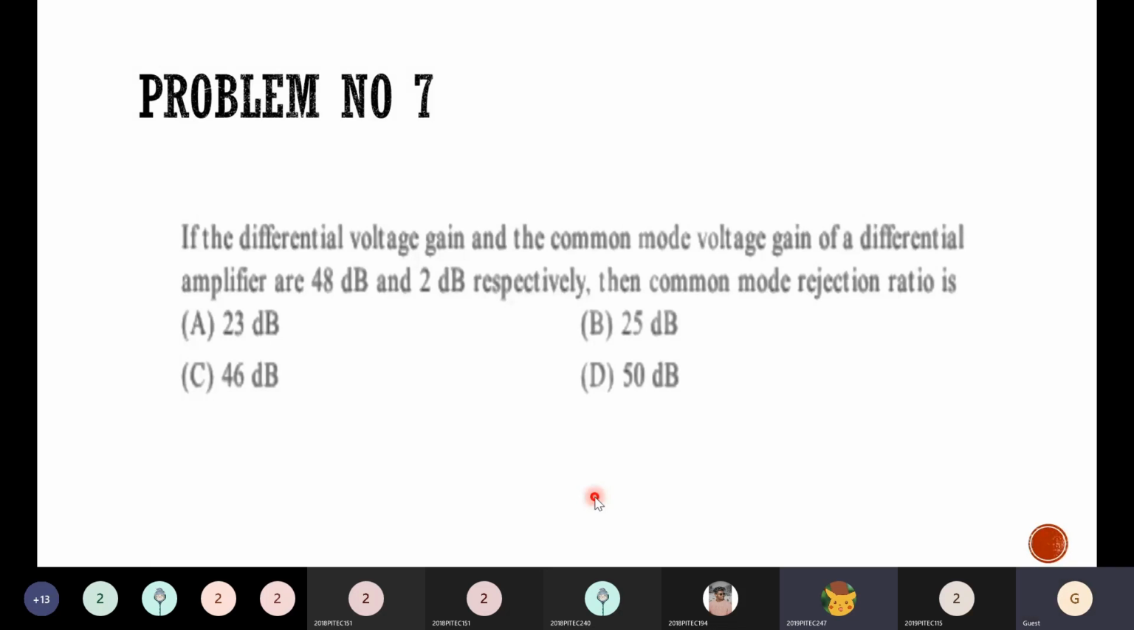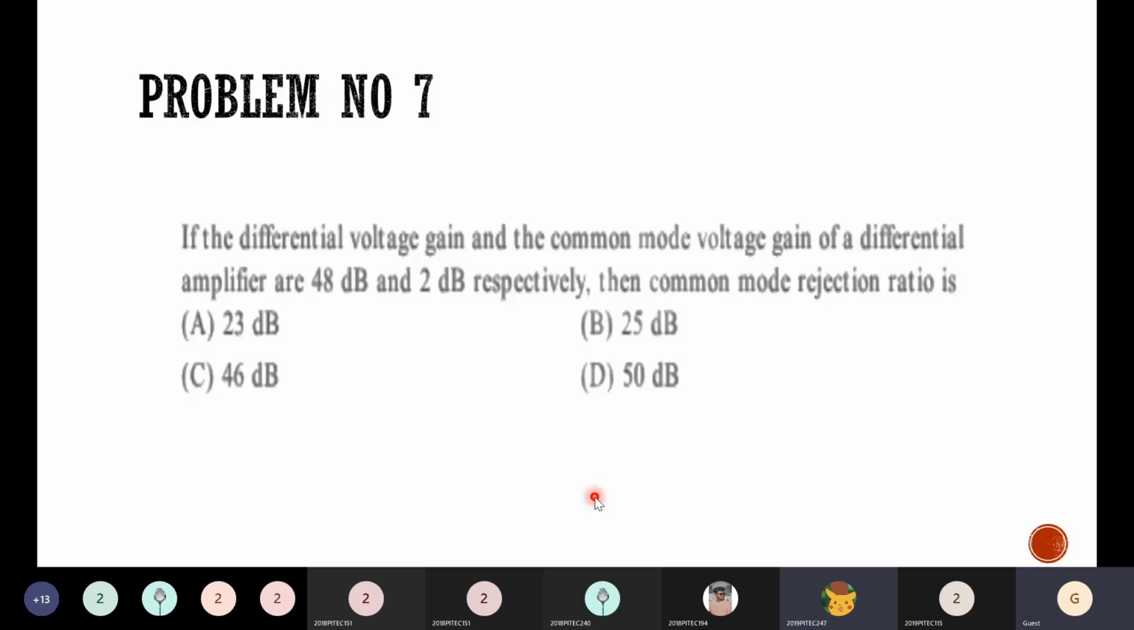When I put AD by AC, you'll not be able to see the output. So what is the trick here? You can see that differential gain and common mode gain are both given in dB, not as simple values. It is not given as simply 48 and 2. If it was given like that, then the answer would be 48 divided by 2, you can directly write it as 24. But you should notice here that both the values are given in dB.